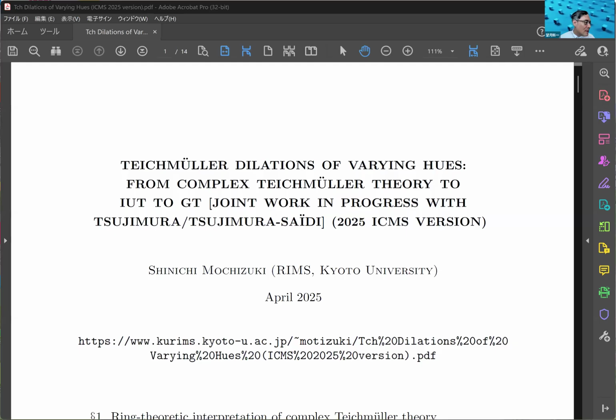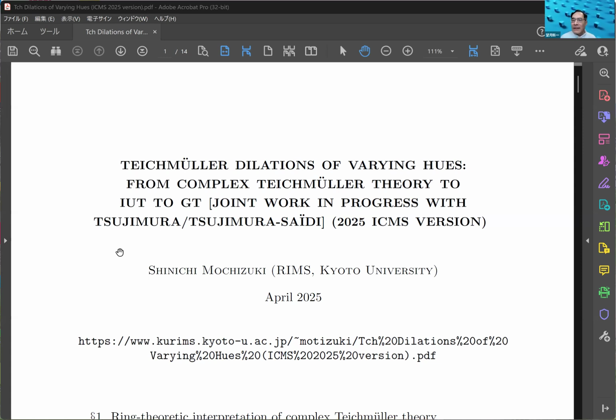I would like to share the PDF file of the slides. So I hope that you can see this. I would like to talk about Teichmüller dilations of varying hues, from complex Teichmüller theory to IUT to GT. This is joint work in progress with Tsujimura and also Tsujimura Saidi.